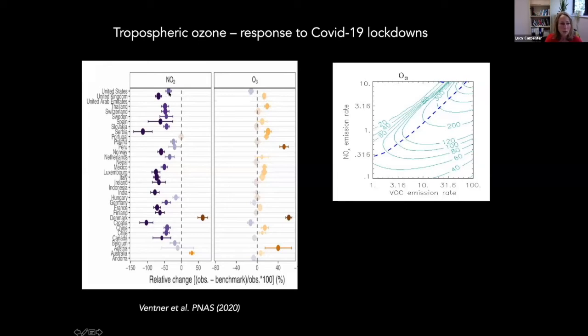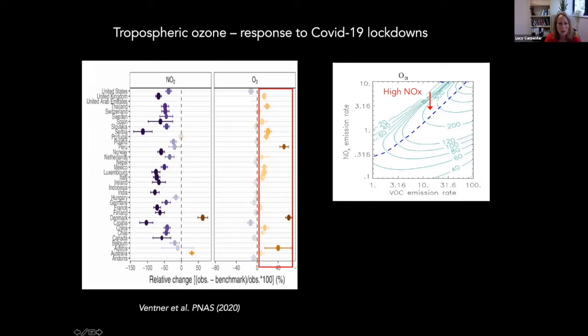And you can see almost all countries saw a reduction in NO2 during the lockdowns or during the travel restrictions. And most saw an increase in ozone during that time. Only very few countries, including the United States, saw a decrease in ozone. And that is because these high countries over here were already very high in NOx. If you're already very high in NOx and you reduce the amount of NOx, you will actually increase ozone because you're coming back up this slope here.